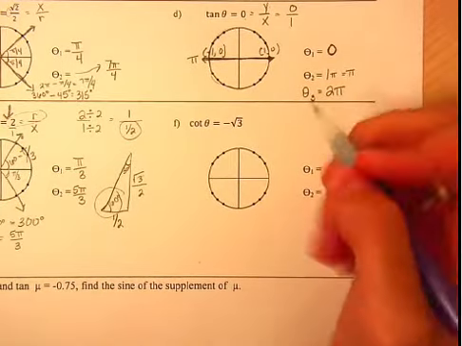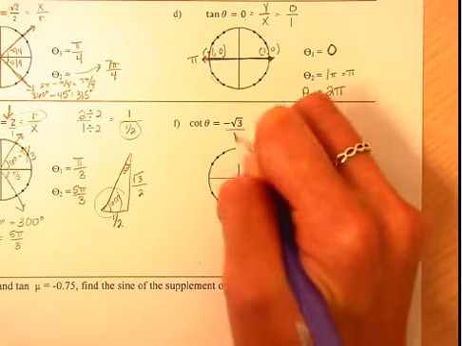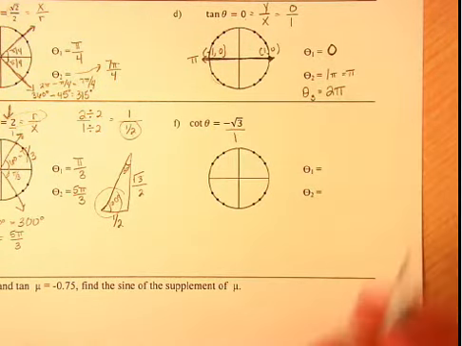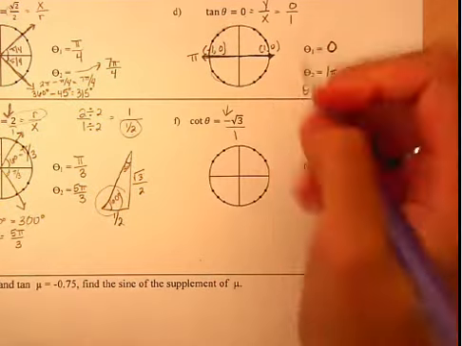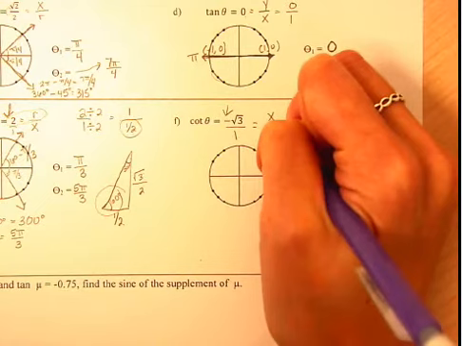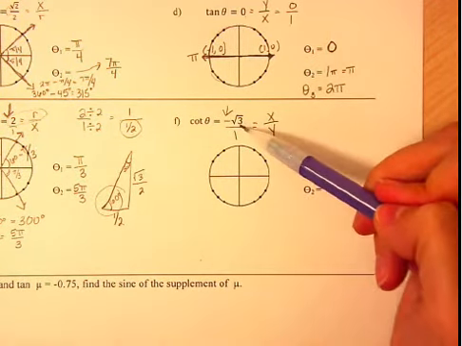Letter F. Cotangent. Okay, so this isn't a fraction, so I'm going to make it a fraction. I also see that cotangent is negative. What do I know about cotangent? Cotangent is x over y. So that means that I have a negative value.